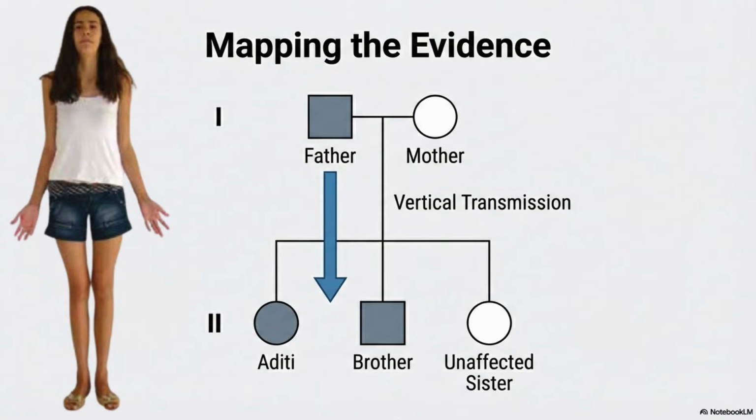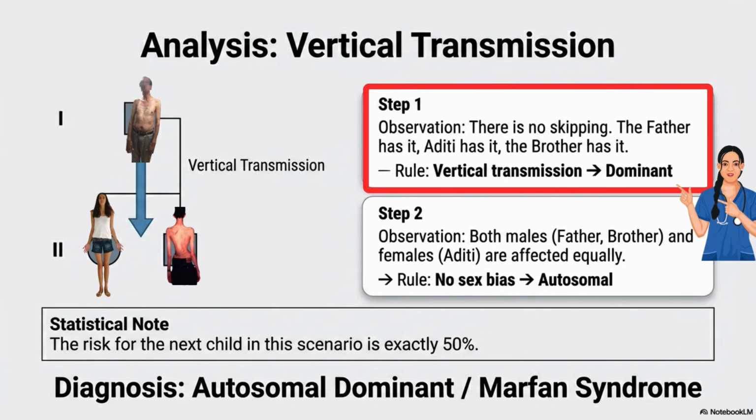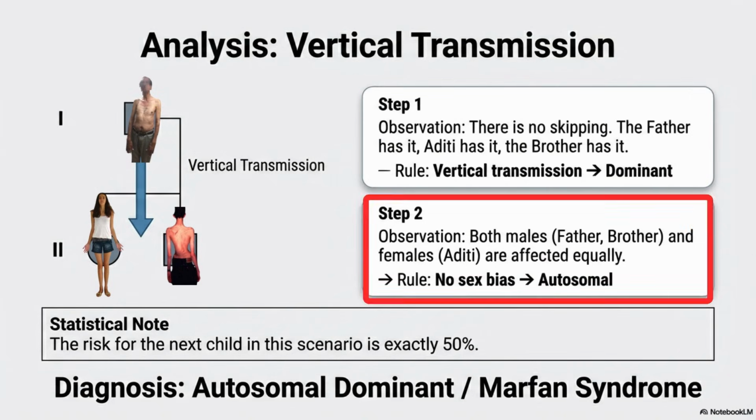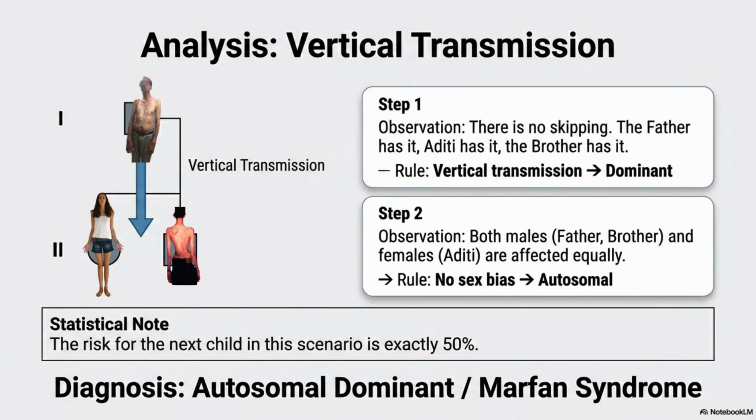Let's draw the pedigree. Now let's make few observations. Observation 1. There is no skipping. Aditi has it, her father has it, and her brother has it. The rule says vertical transmission means dominant disease. Observation 2. Both males, father and brother, and females, Aditi, are affected. The rule says if there is no sex bias, it is autosomal. Observation 3. The risk for the next child is exactly 50%. So it all boils down to autosomal dominant disease.